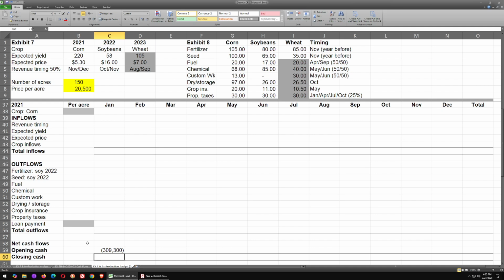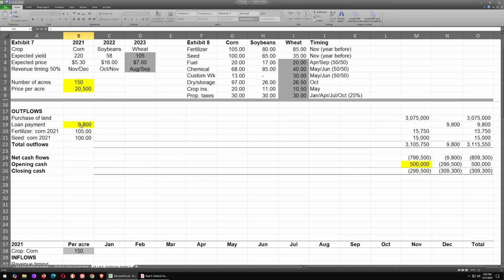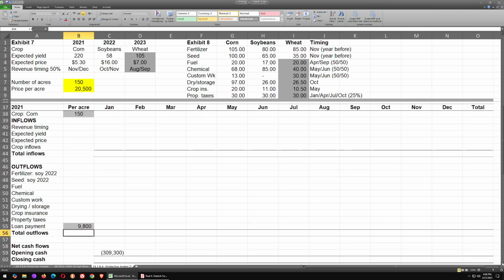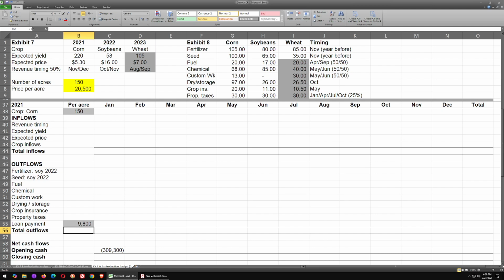Now you notice we've got some more inflows and outflows, and so we need to just make sure that we do them all correctly. So corn is the crop. Now here, just to keep the number consistent, I'm going to say equals 150. So you notice if I change 150 to like 200, it'll change it for both of them. And here the loan payment, I'm going to say equals this loan payment. That way, if we end up with a different loan payment, we can automatically change it and everything will be recalculated.